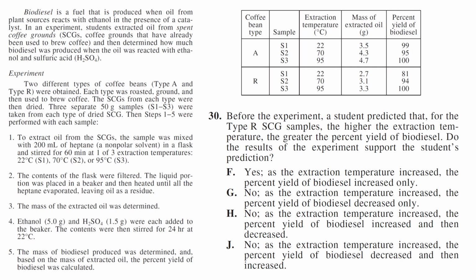Number 30. A student predicted that for type R SCG samples, the higher the extraction temperature, the greater the percent yield of biodiesel. So as temperature goes up, does biodiesel go up? The answer is yes. As the temperature increased, the biodiesel increased only. So F.